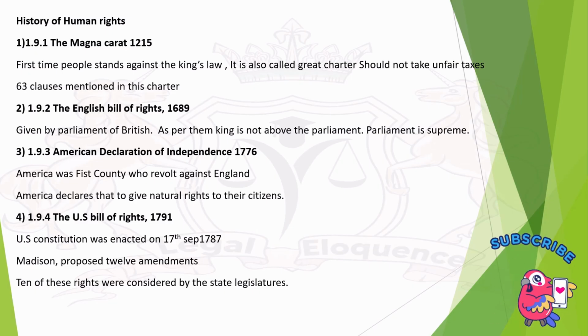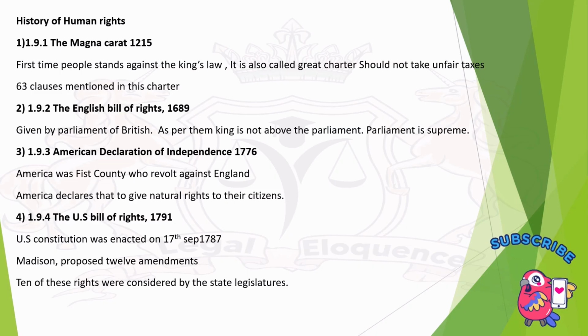History of human rights. The Magna Carta 1215. For the first time, people stood against the king's law. It is called the Great Charter. The king should not take unfair taxes. 63 clauses are mentioned in this charter.